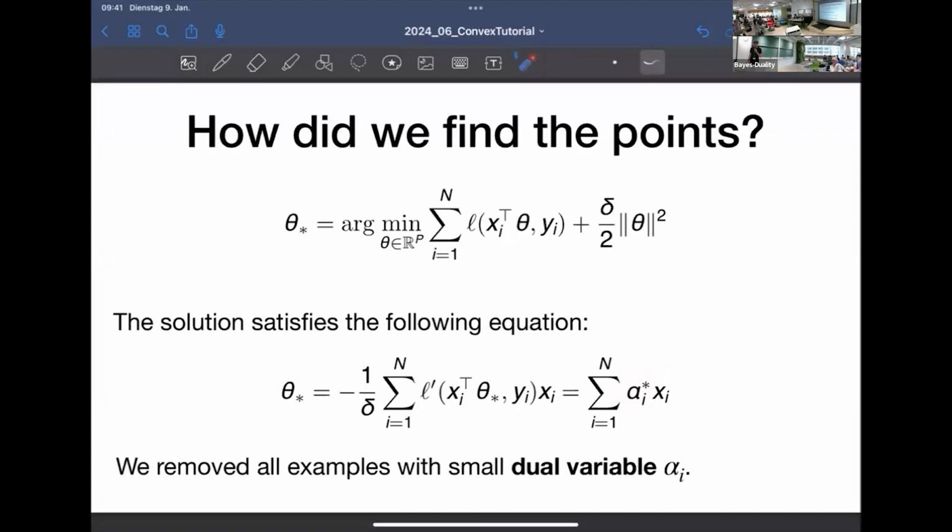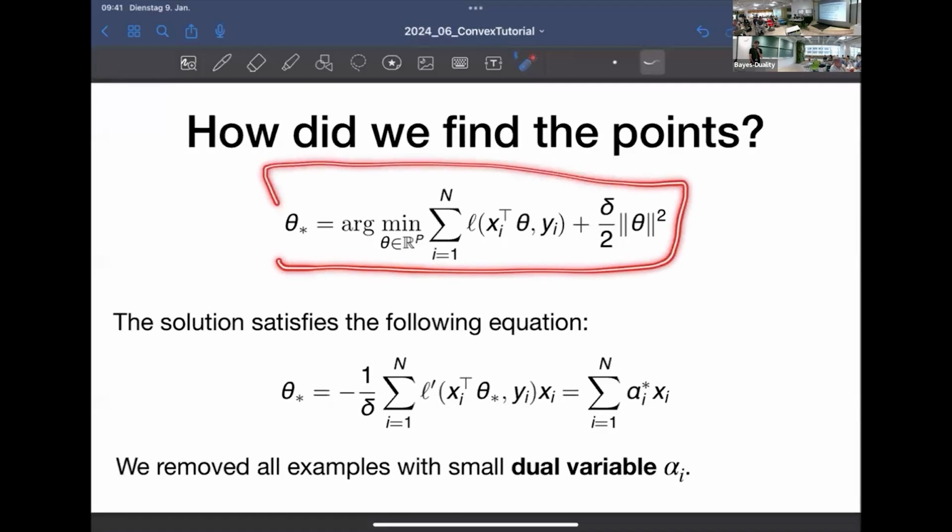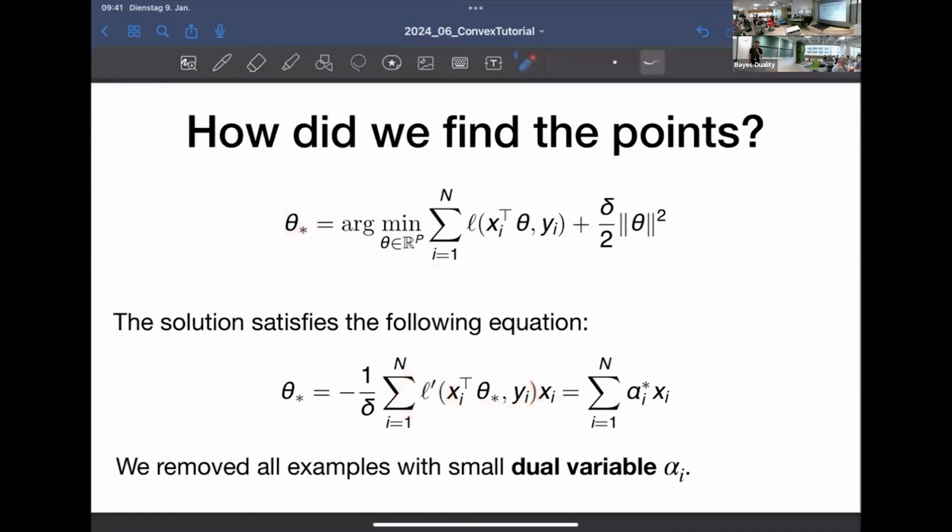The alpha i's depend on the solution itself. It's true. So you cannot remove the elements because you don't know. No, I can solve the problem. I solve the problem, I get theta star, I compute those guys, and then I remove them. No cheating.